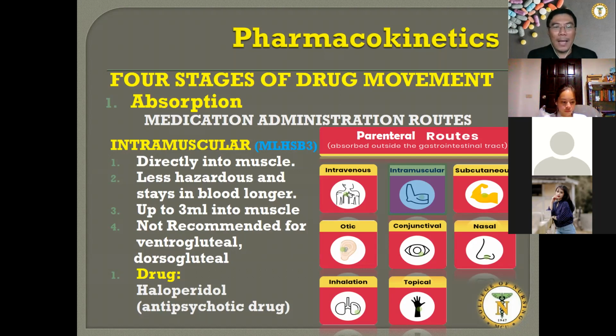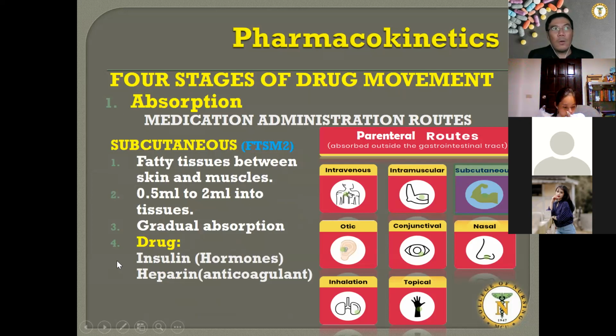So let's have an example of an intramuscular drug. An example is haloperidol. Haloperidol is an antipsychotic drug. This is a drug that is given for problems with mental adaptation or illnesses. So this may not exceed 3 ml. Haloperidol will be given intramuscularly. And how many degrees will you administer the drug via intramuscular? It's 90 degrees.